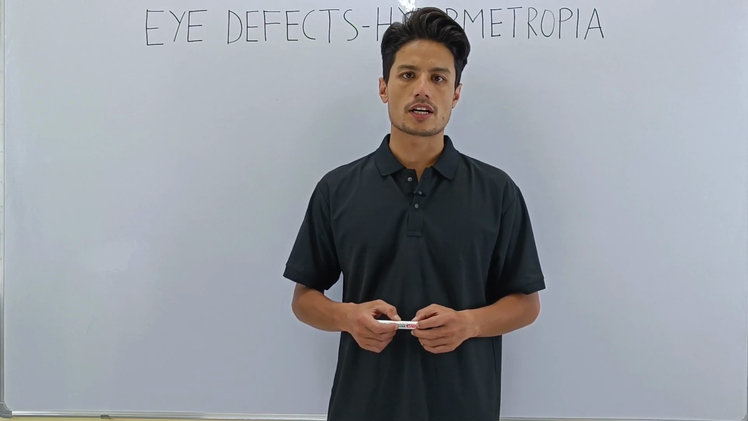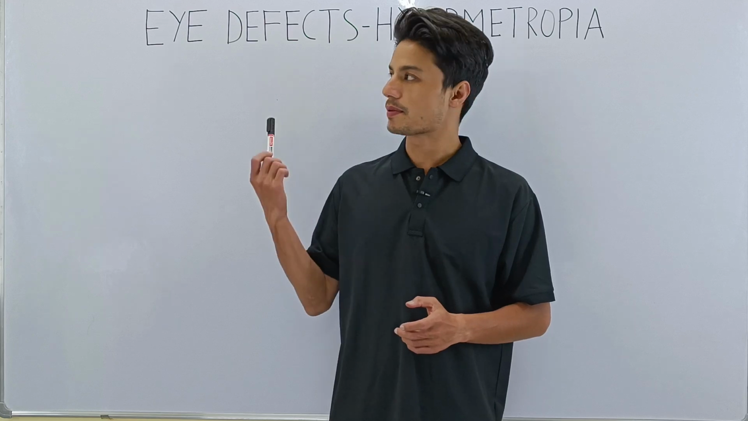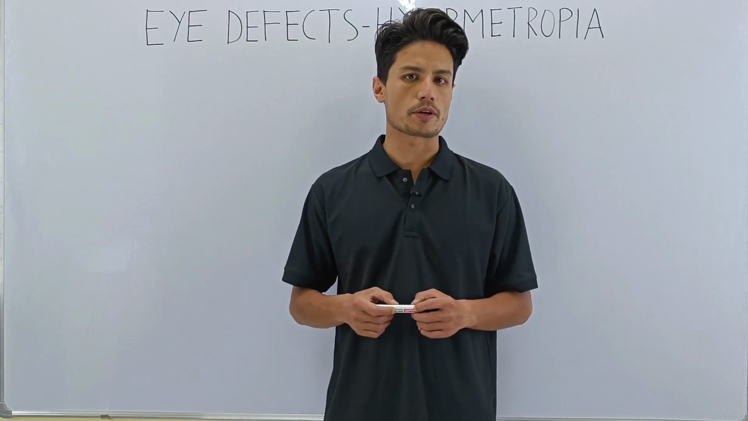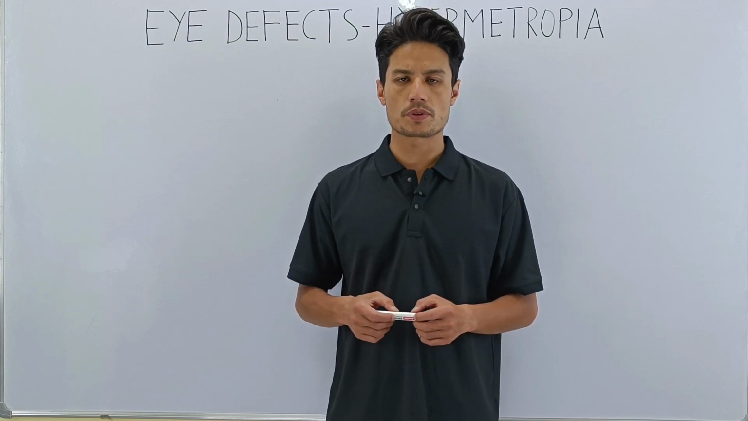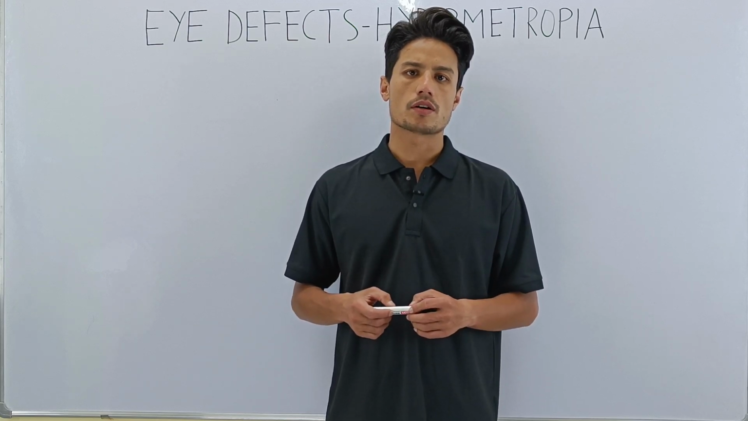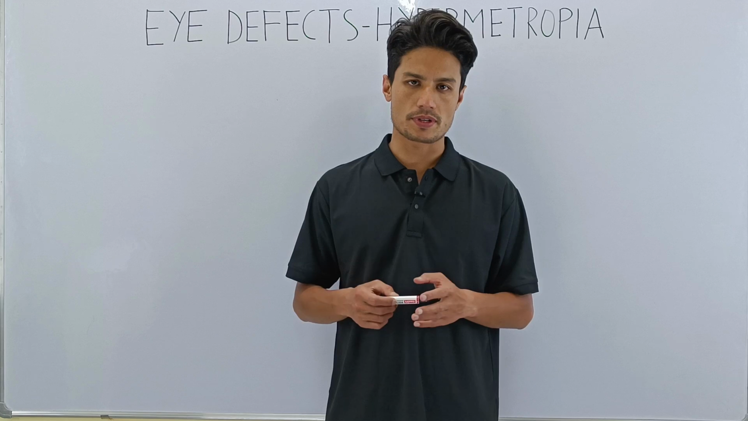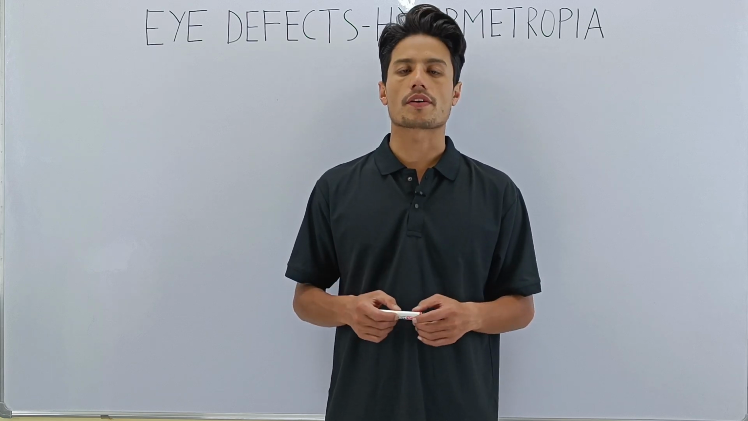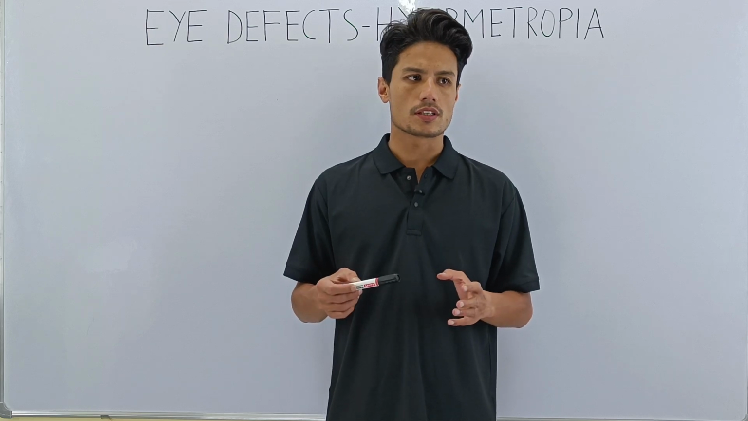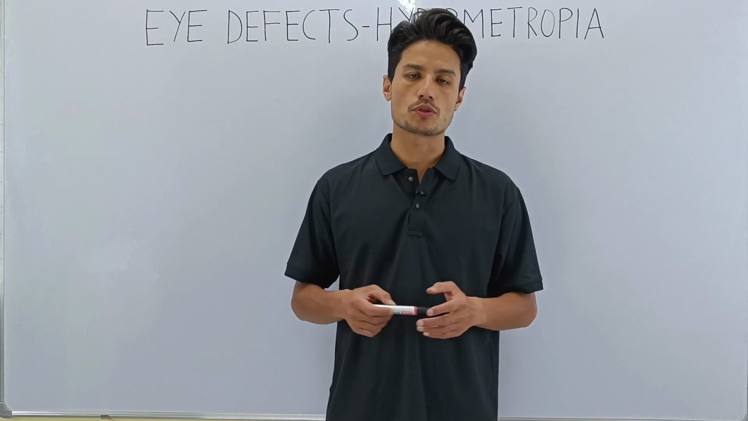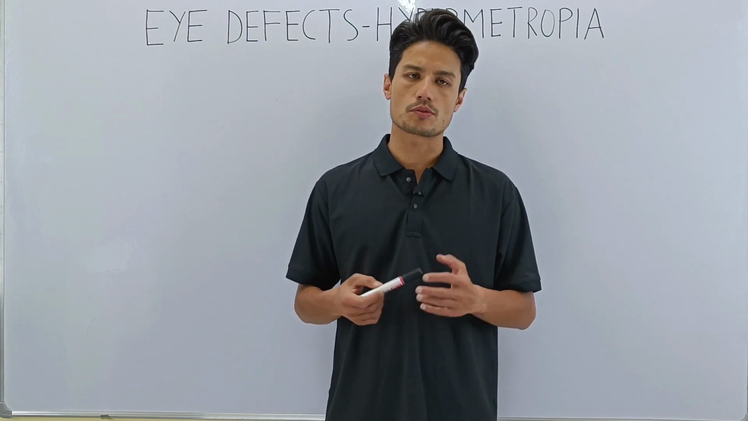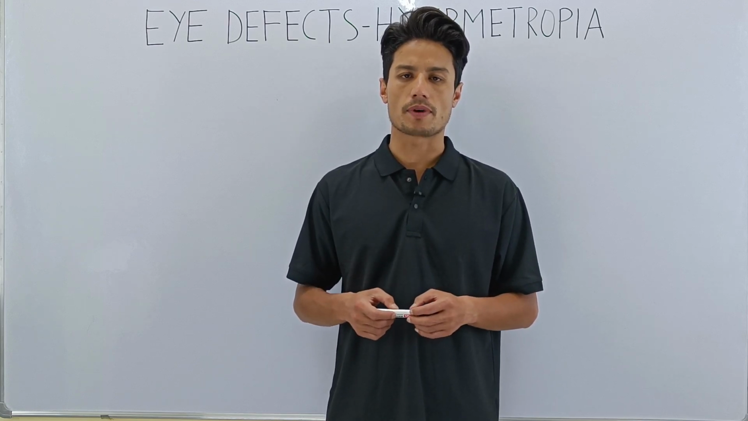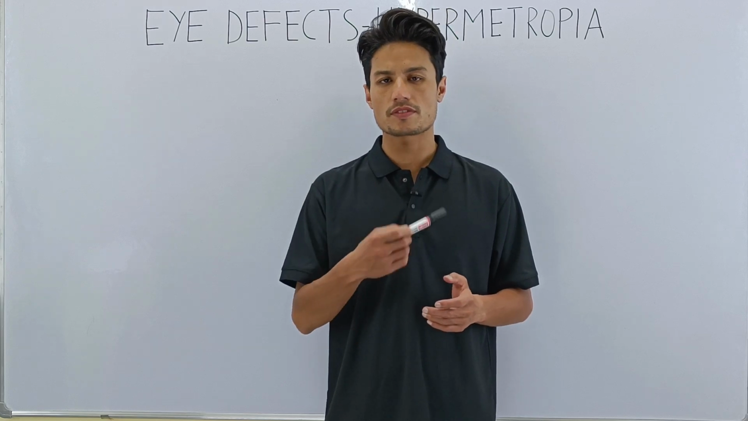In today's lecture, we will be discussing hypermetropia, which is the other eye defect. The first eye defect, myopia, we have discussed in the previous video. So in today's video, we will be talking in detail about hypermetropia, the causes of hypermetropia, and also the correction for hypermetropia. My suggestion to you, my dear students, is to master the eye defect myopia first, which has been covered in the previous video.